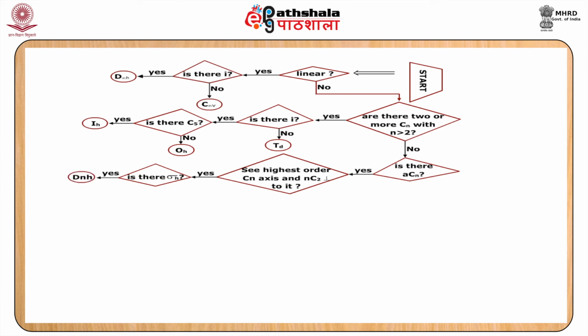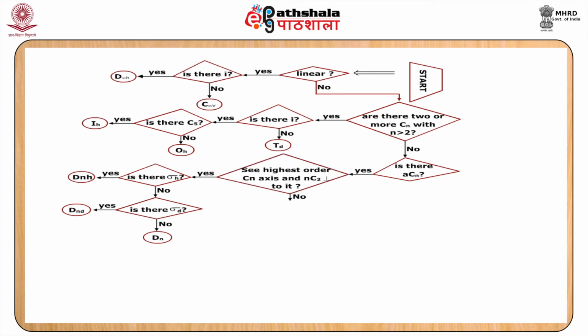If our answer says no, we will try to see if there is any sigma d plane. If our answer says yes, that means our point group is Dnd. Otherwise, we will simply say our point group is Dn. Go back to the previous question.